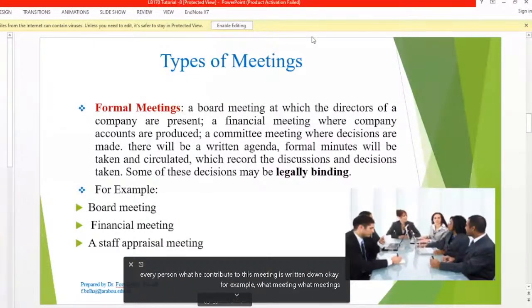meetings usually, the senior managers in the company must have a meeting once a month or every once in a while. Okay, how do we know this meeting is formal? There is a written agenda, formal minutes, and they are taking decisions for something, right? A financial meeting is another example of formal meetings.